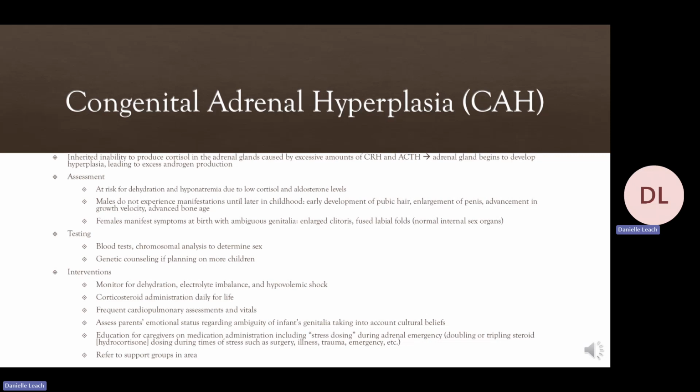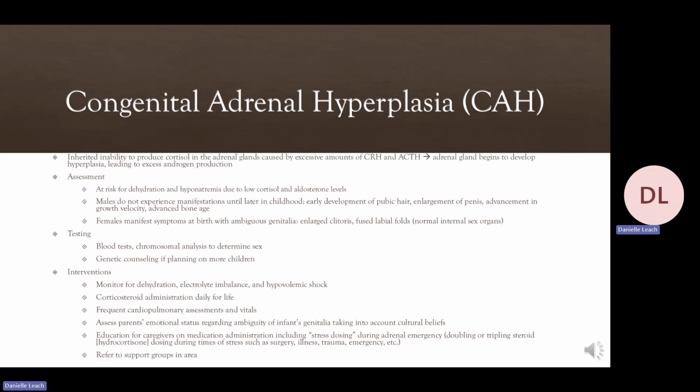They will need corticosteroid administration daily for life because their cortisol and aldosterone is going to be low. We need to do frequent cardiopulmonary assessments and vitals because of the risk for dehydration and electrolyte imbalance. We need to assess the parent's emotional status regarding ambiguity of the infant's genitals and take into account any cultural or religious beliefs. We also need to educate caregivers on medication administration, including stress dosing.